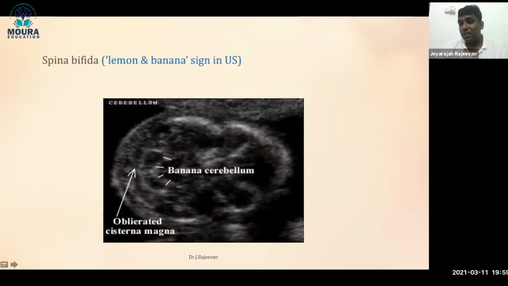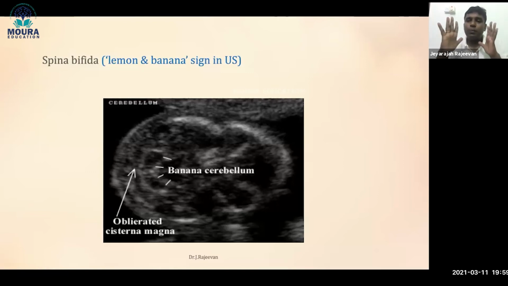The sign that will appear in the ultrasound scan is the lemon and banana sign. You can see the banana, that is the obliterated cisterna magna, and the lemon. So this is the banana, that is your cerebellum. This is called the lemon and banana sign. So at least you should know this.